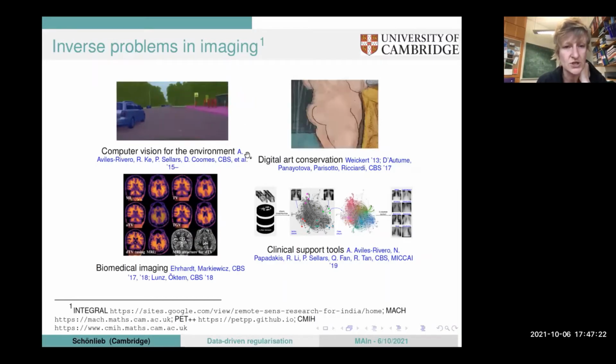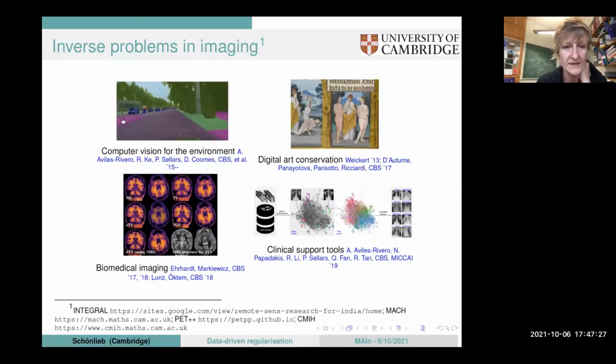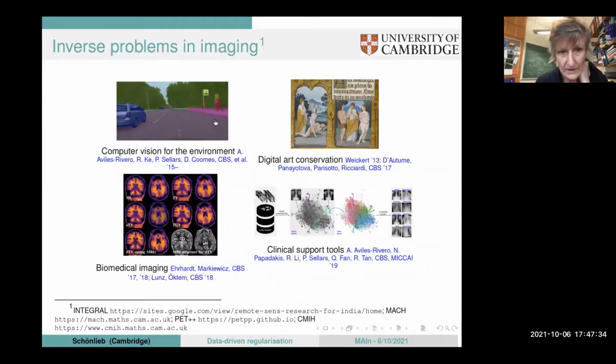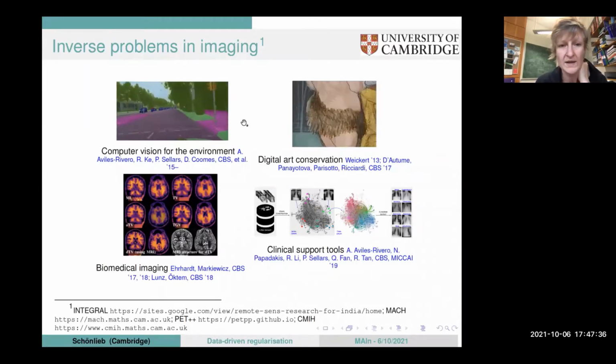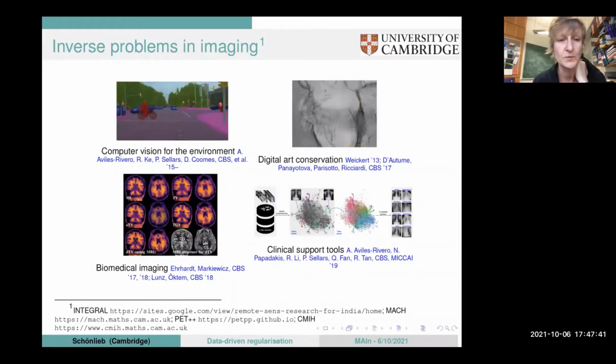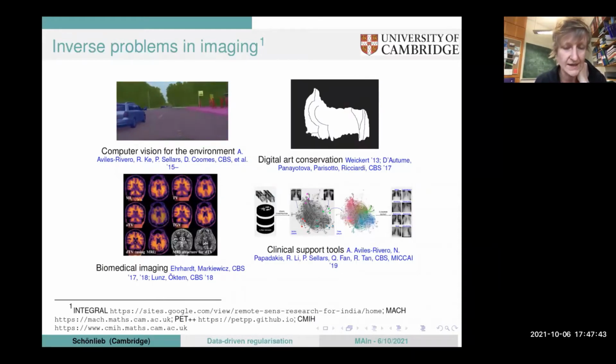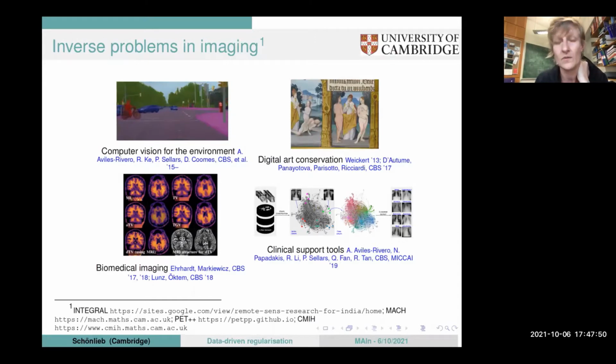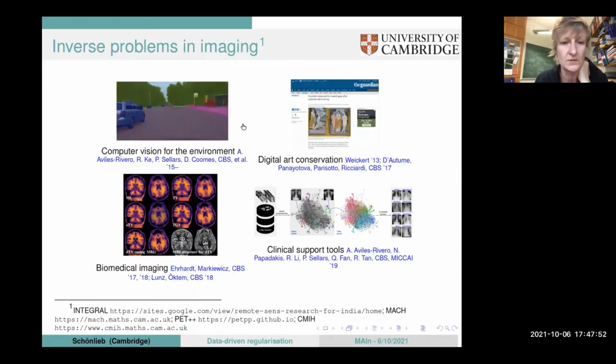like in computer vision, where we want to segment, classify different objects in images, maybe track them, for instance. So this is an inverse problem where the data Y would be, in this case, a video, and the quantity U that I want to reconstruct would be a classification, let's say a binary, or a labeled map of this image.